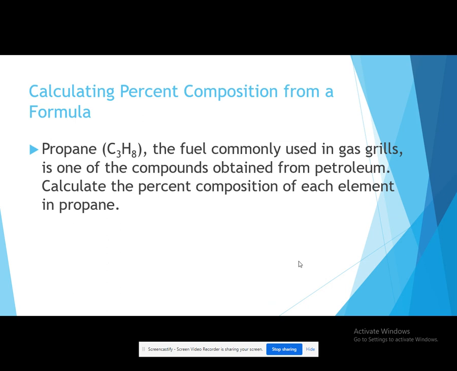Propane, the fuel commonly used in gas grills, is one of the compounds obtained from petroleum. Calculate the percent composition of each element in propane. So here I'm going to have carbon. I have 3 carbon, so I'm going to find the molar mass of 3 carbon, of all my carbon.